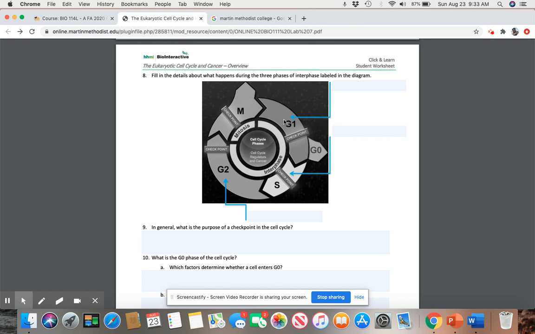The cell cycle consists of the G1 phase, where cell growth is taking place, the S phase, where DNA is replicated, the G2 phase, where the cell is getting ready to divide, and of course, mitosis, which consists of prophase, metaphase, anaphase, and telophase sections. G1, S phase, and G2 phase make up the interphase, and of course, you have mitosis.